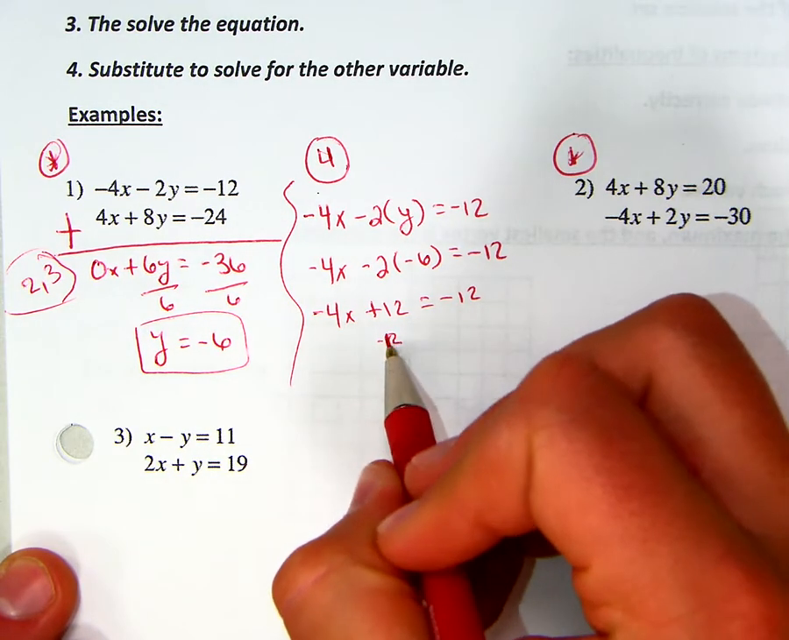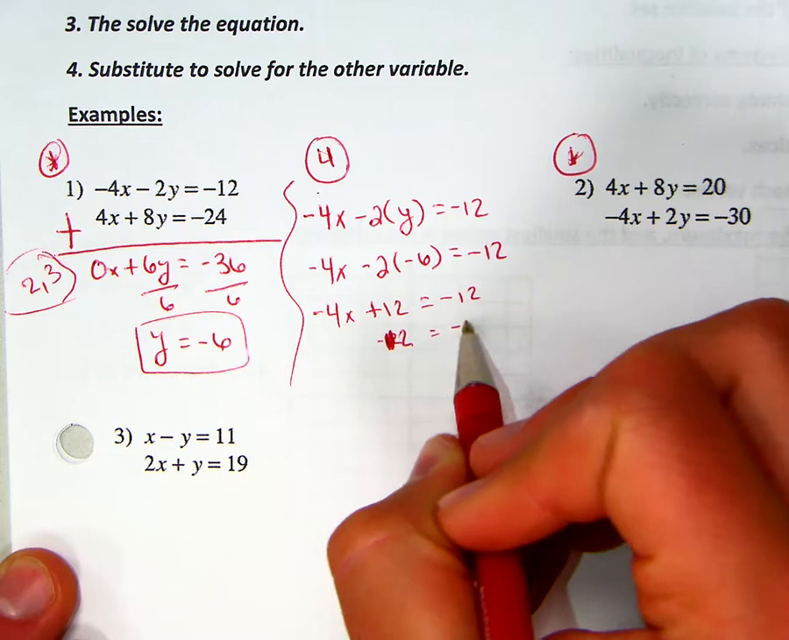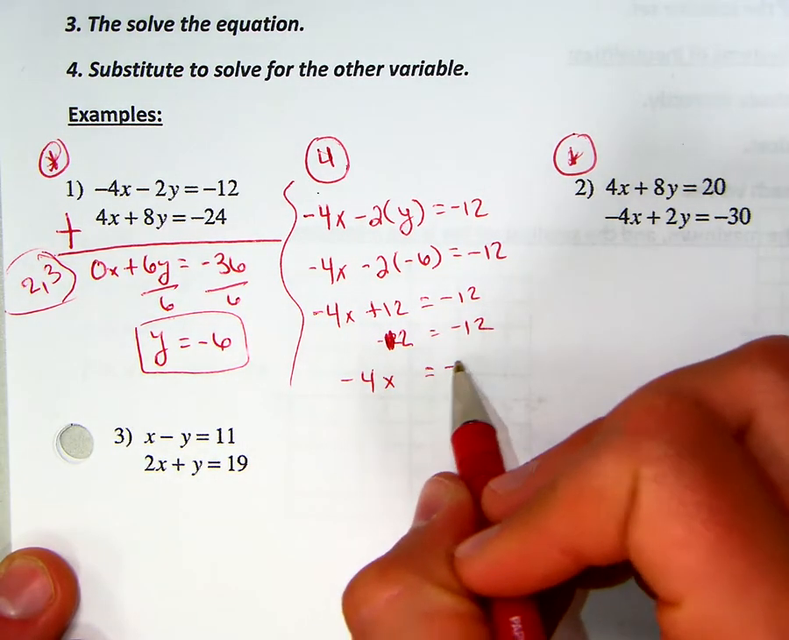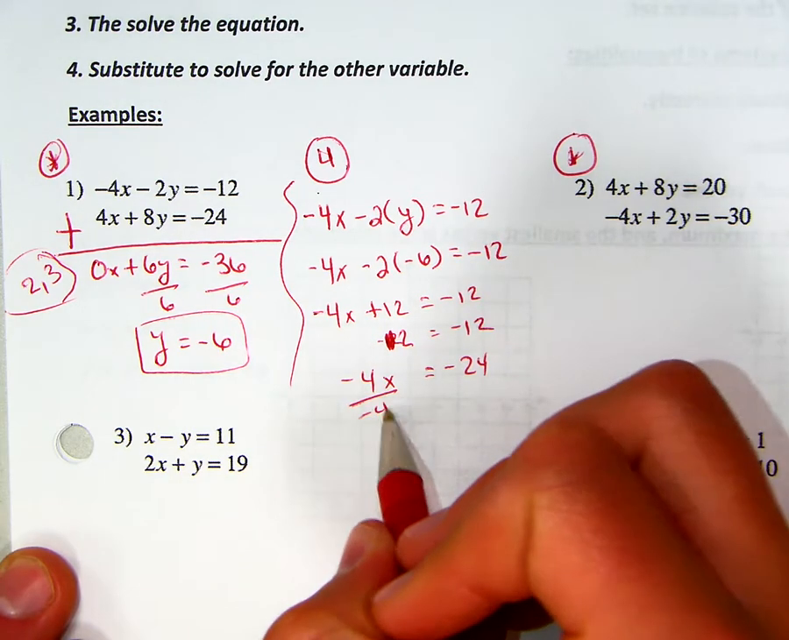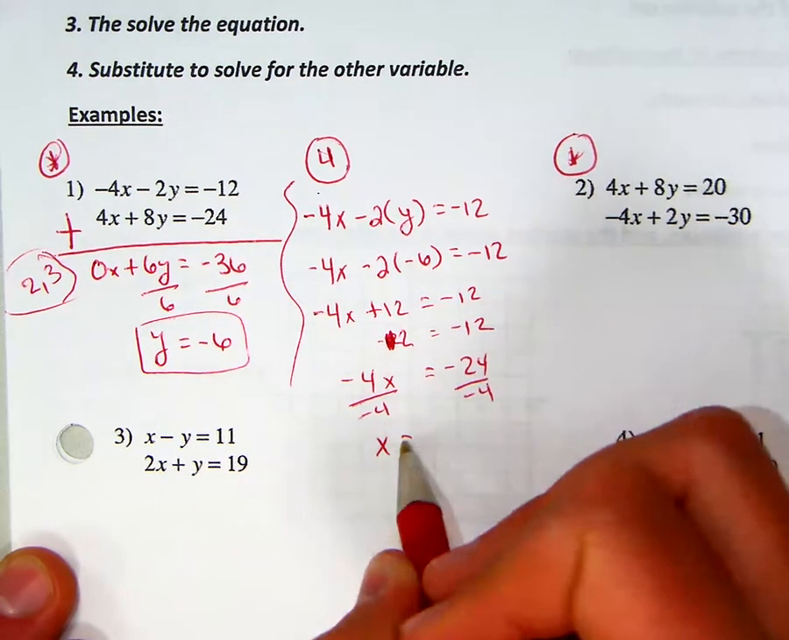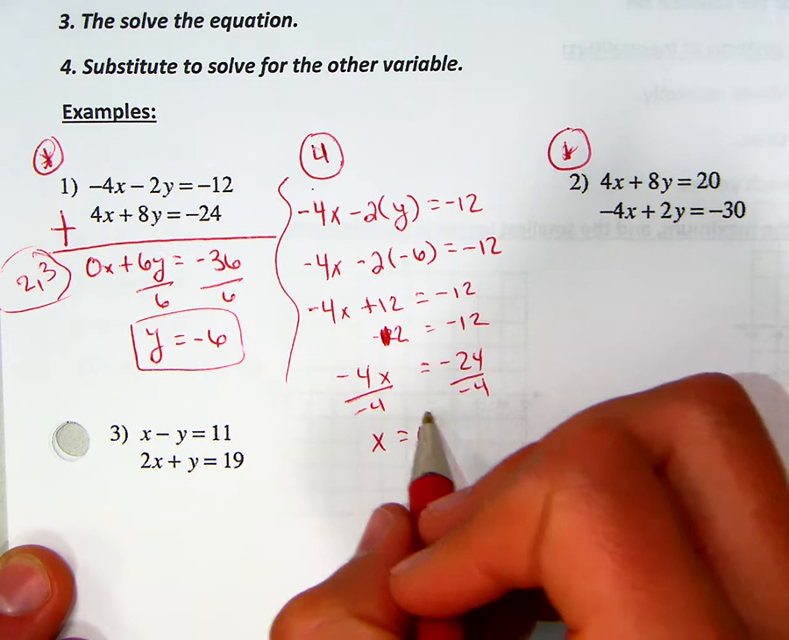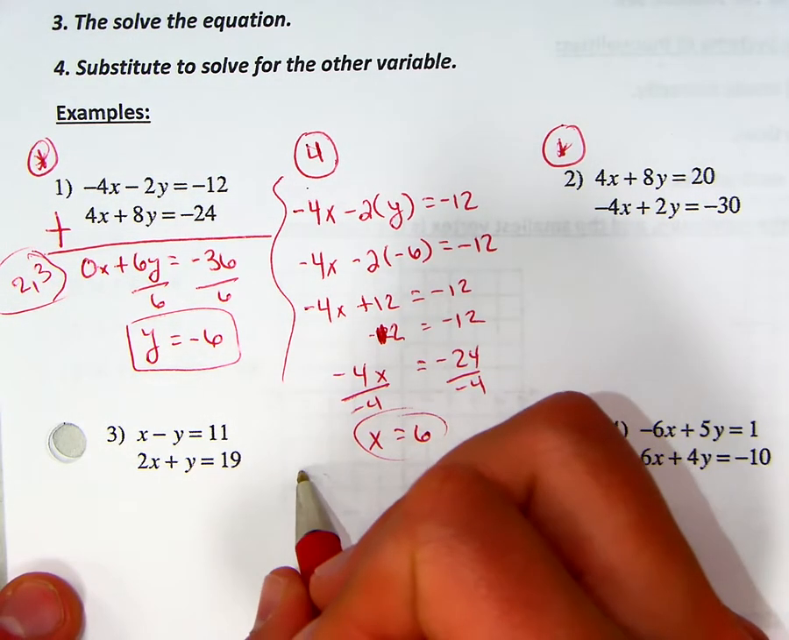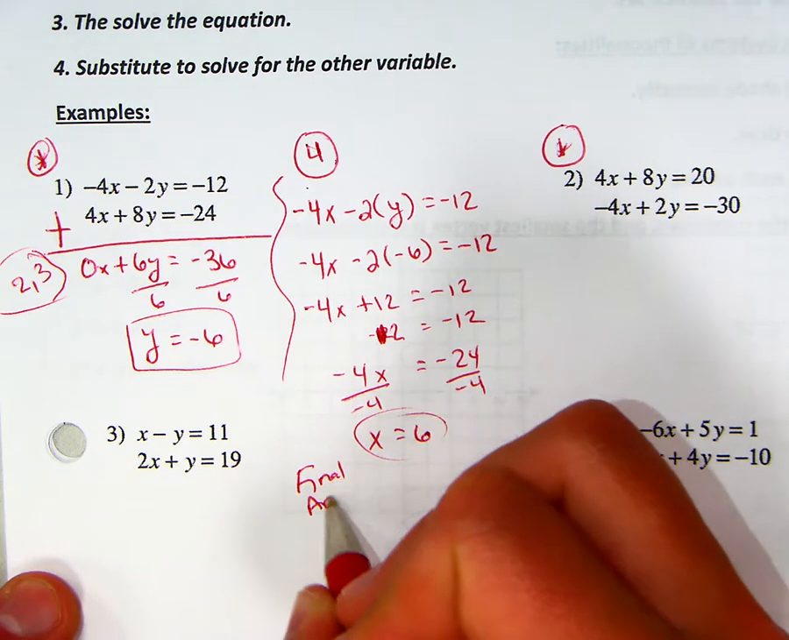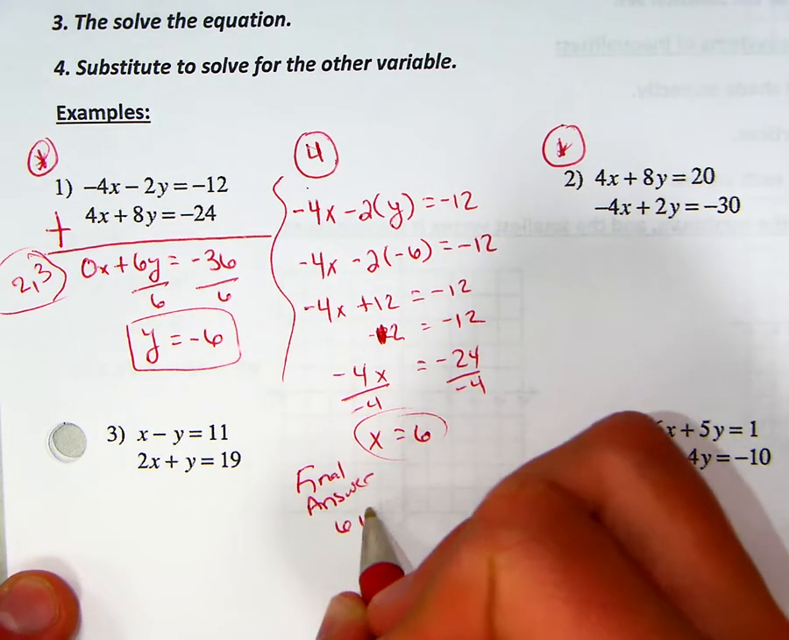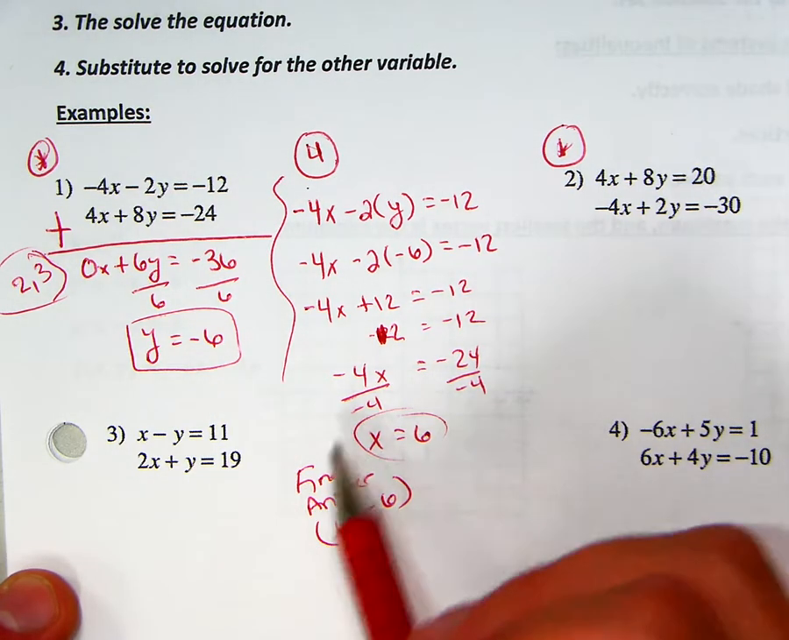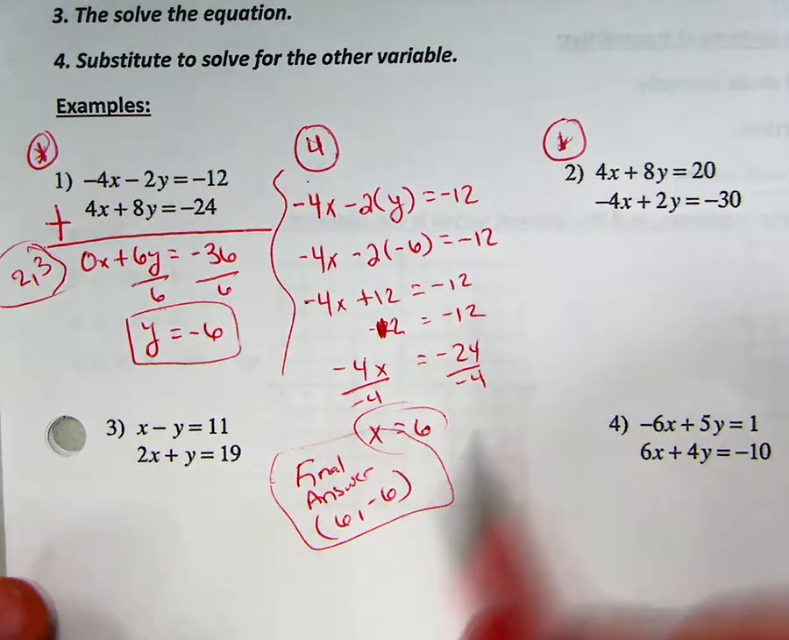Subtract 12 on both sides. Get negative 4x equals negative 24. I divide by negative 4, and I get x equals 6. So my final answer then is 6 comma negative 6. X's go first, and then the y, 6 comma negative 6.